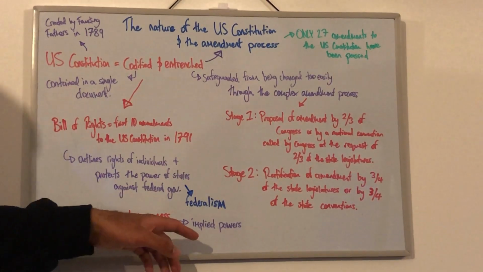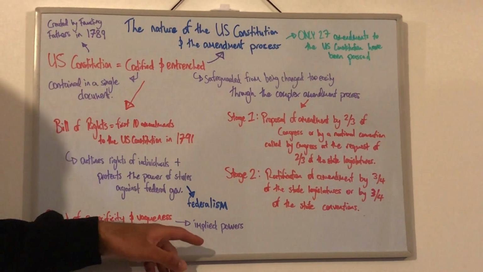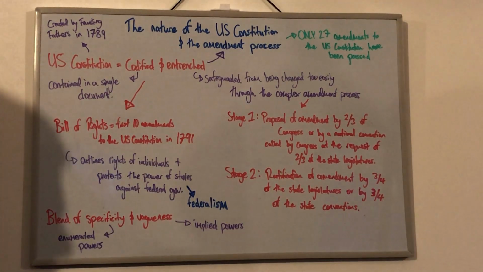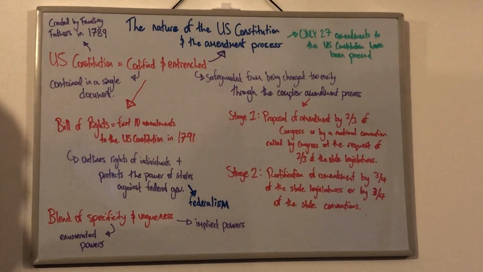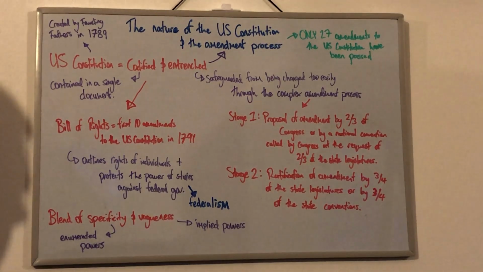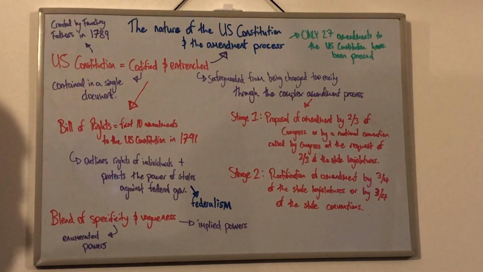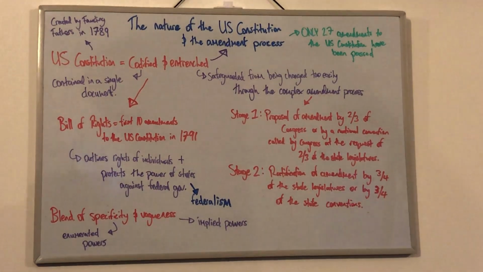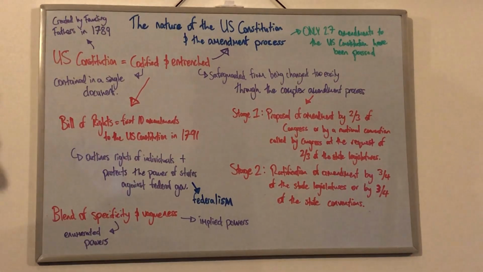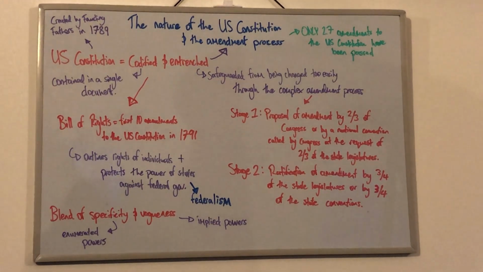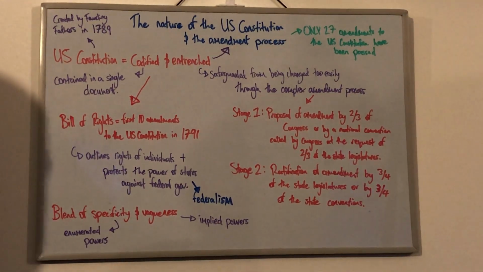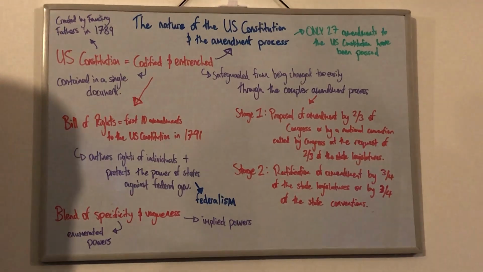Now, for the executive, for example, this relates to the president's implied power as commander-in-chief, okay? For the Supreme Court, it relates to the court's implied power of judicial review, okay? And we'll learn about those implied powers when we come to cover each of those various units as we go through the course, okay? Right.